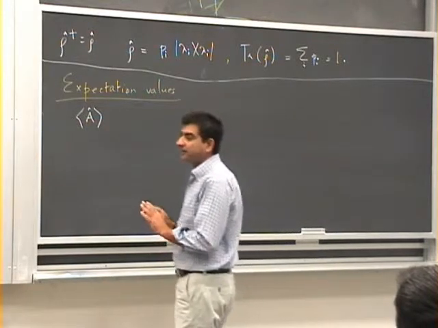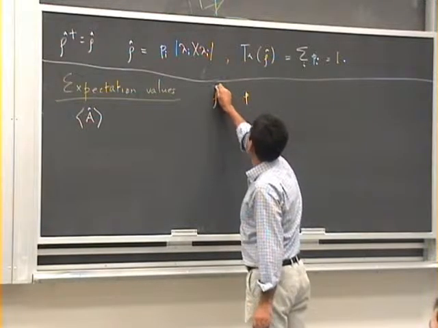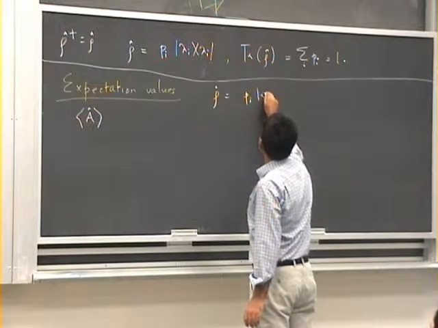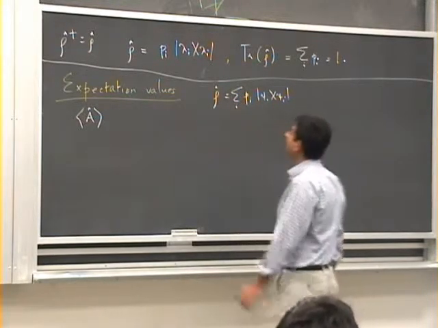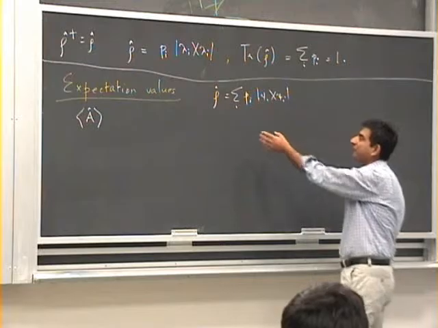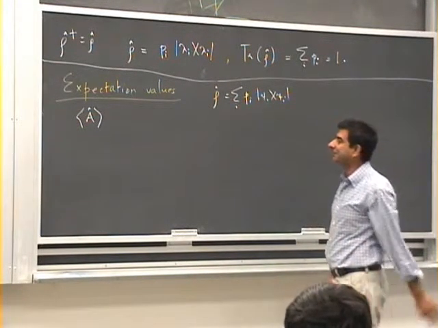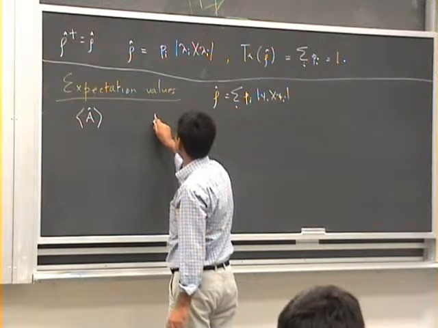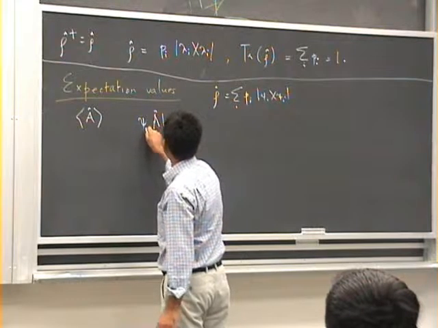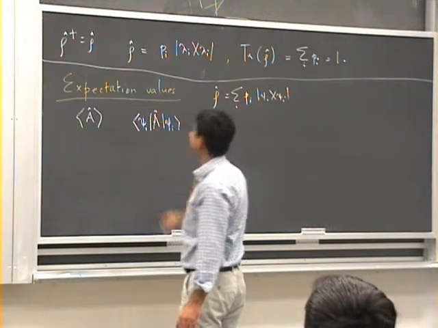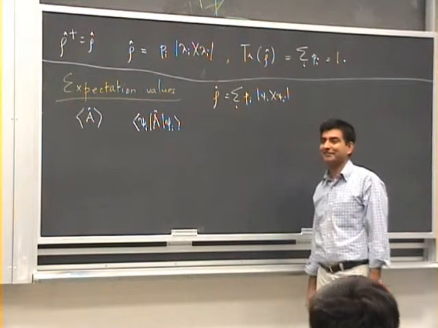Now we have a mixed state, which means that the density operator is given by the sum over i of p_i |ψ_i⟩⟨ψ_i|. If I just had a pure state, the expectation value would be ⟨ψ_i|A|ψ_i⟩, right? This would be the expectation value, correct? For a pure state.